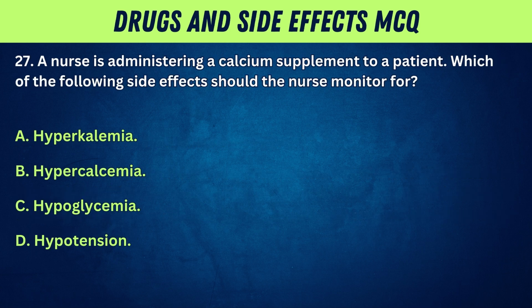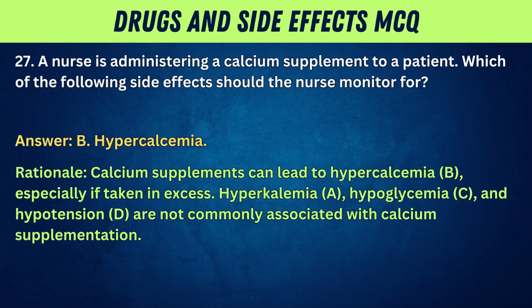27. A nurse is administering a calcium supplement to a patient. Which of the following side effects should the nurse monitor for? A. Hyperkalemia. B. Hypercalcemia. C. Hypoglycemia. D. Hypotension. Answer: B. Hypercalcemia. Rationale: calcium supplements can lead to hypercalcemia, B, especially if taken in excess. Hyperkalemia, A, hypoglycemia, C, and hypotension, D, are not commonly associated with calcium supplementation.